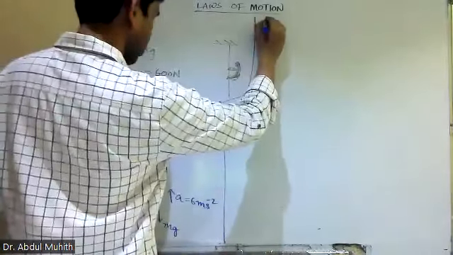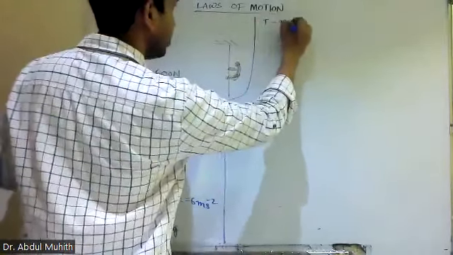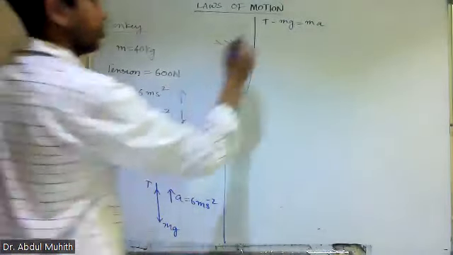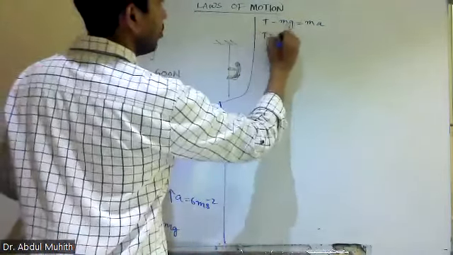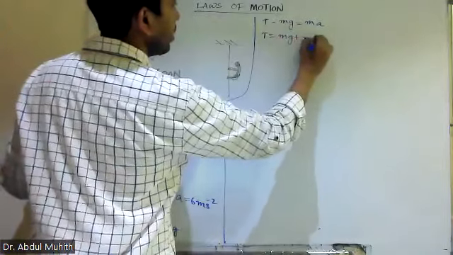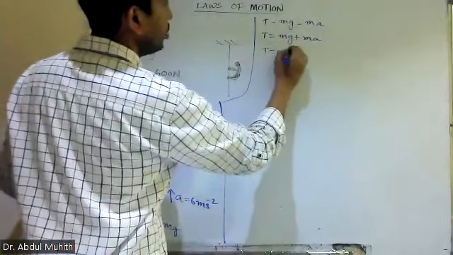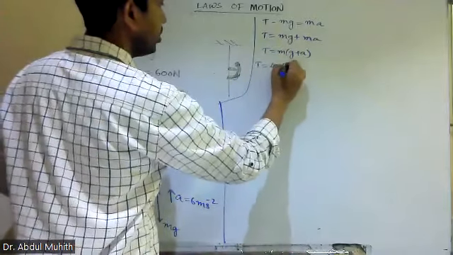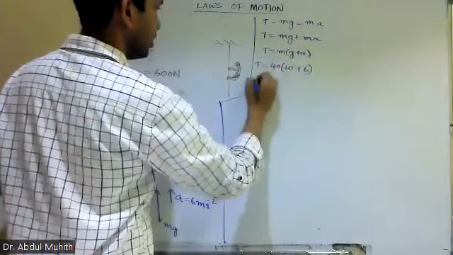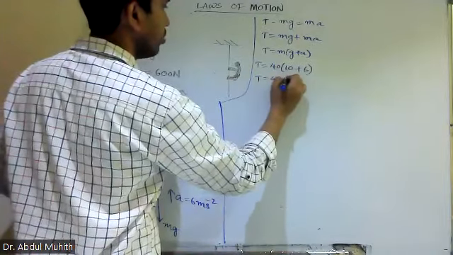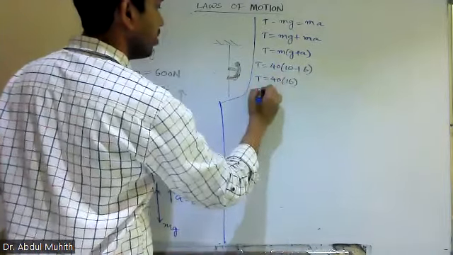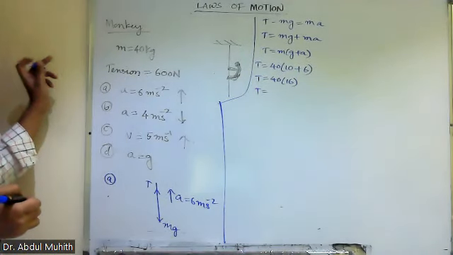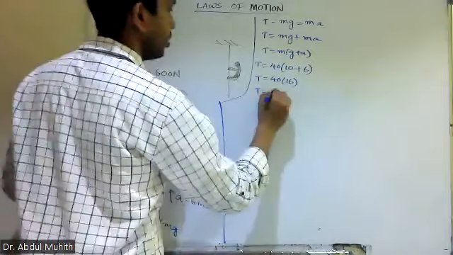T minus mg equal to ma. The first case, T minus mg equal to ma. So T equal to what? T equal to mg plus ma. So T equal to m into (g plus a). T is equal to, m is 40, 40 into (g is 10 plus a), acceleration is 6. T is equal to 40 into 16. How much will it be? 40 into 16, 640 newtons, right?